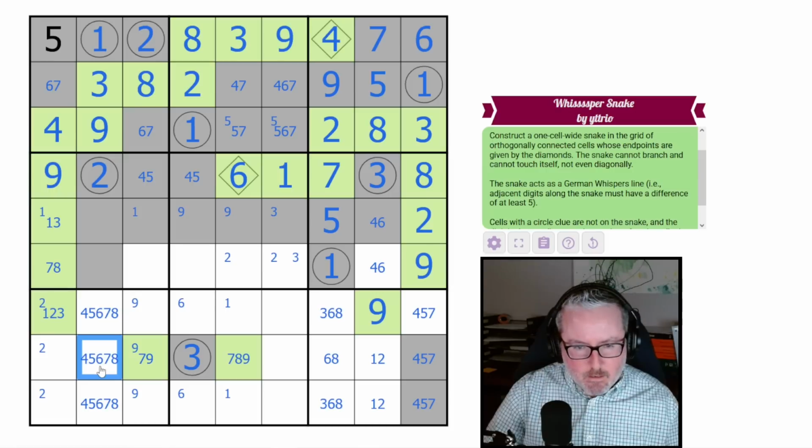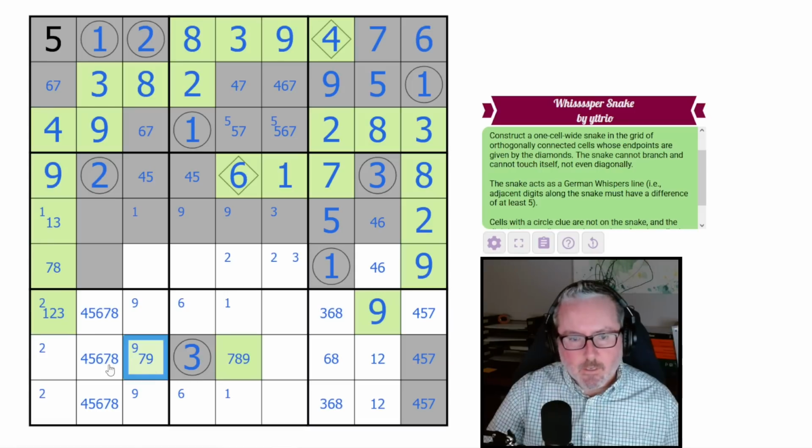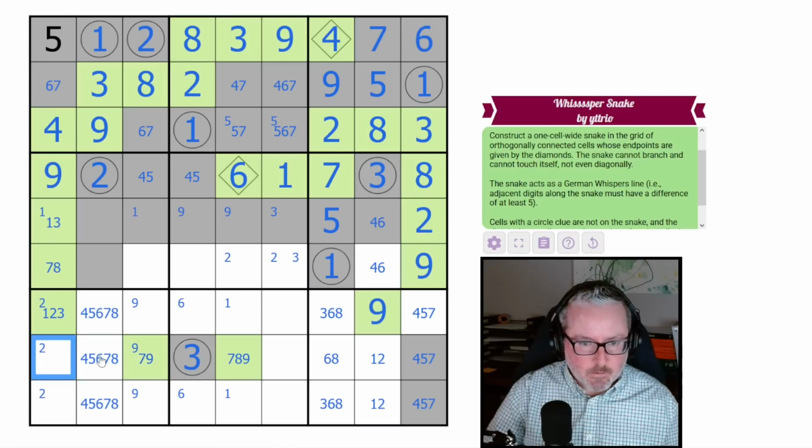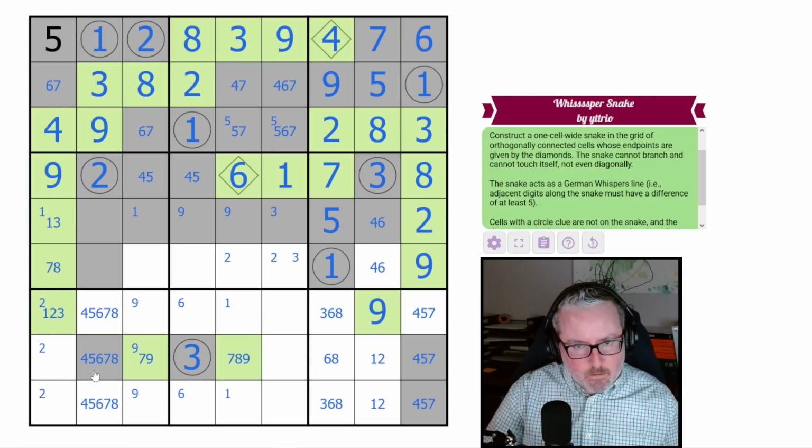This can't, oh no, it can't. This can't ever be snake, because it can't connect to the 7 or the 9. The only way it could connect is if this was a 9, this was a 4, but that forces another 9. So this is non-snakeage. It's a tiny bit of information, but we still have the possibility.